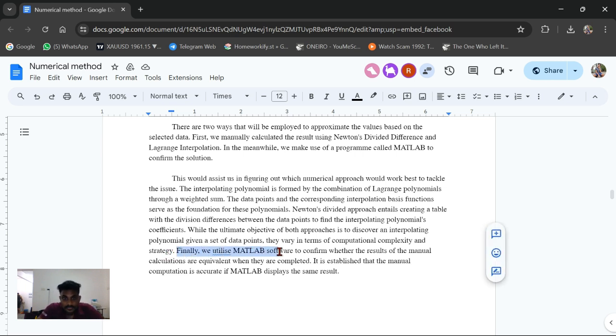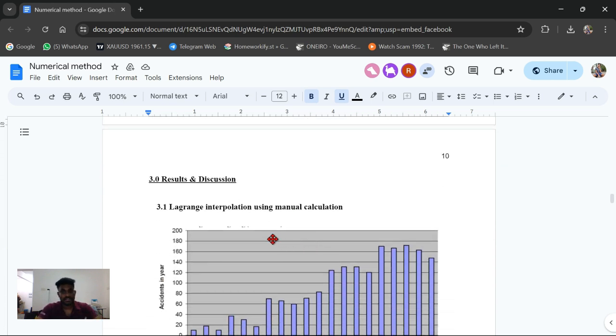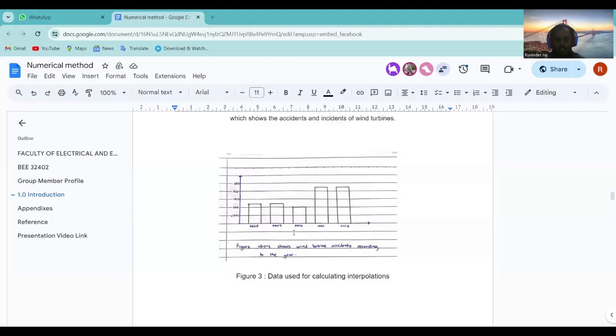Finally, we utilize MATLAB software to confirm whether the results of the manual calculations are equivalent or not, and they are equivalent, which established that the manual computation is accurate, as displayed by our MATLAB. It means it's perfect. So that's all from me today, and the results and discussion will be covered by our friend over there. Hello, my name is Raj.